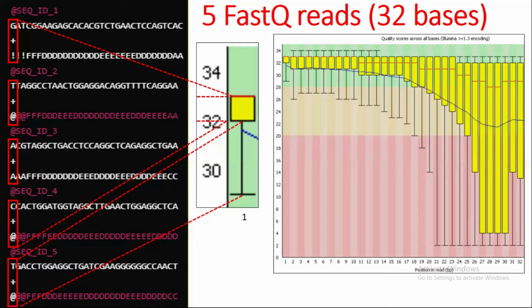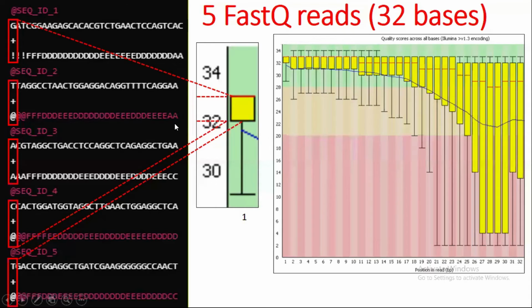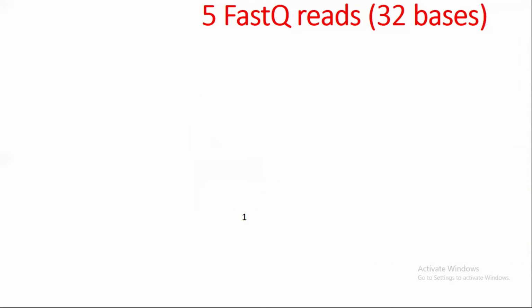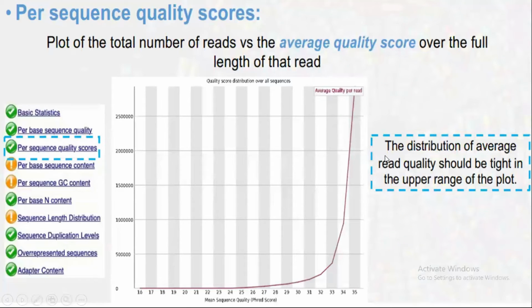Now we will proceed with the per sequence quality score. It's very easy. Basically, it just checks our sequences. In the statistics, our sequences were 48 lakh 34,426. This is the quality, the Phred score, and this is the number of sequences. It starts from 5 lakh and goes to 25 lakh.